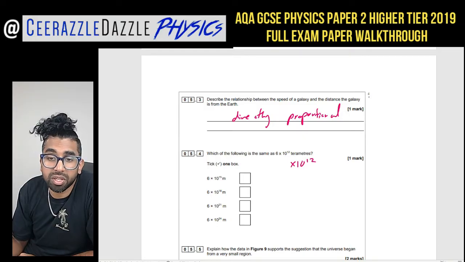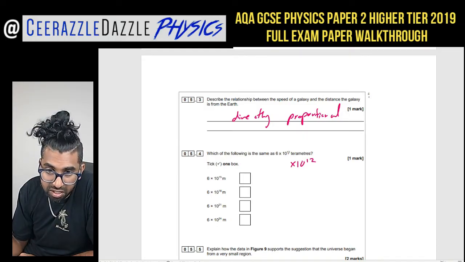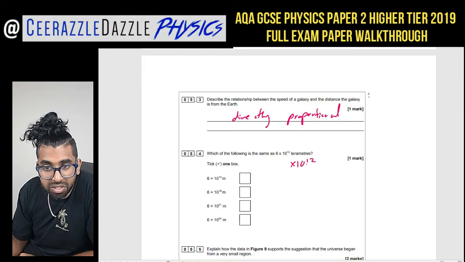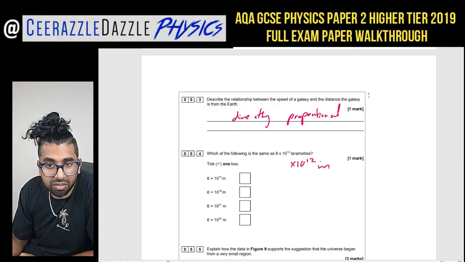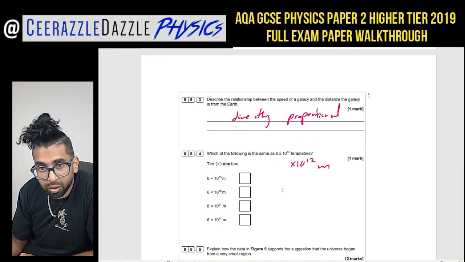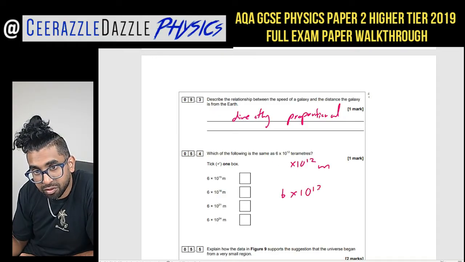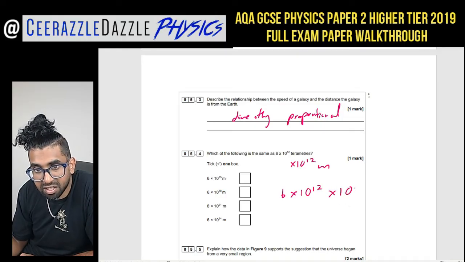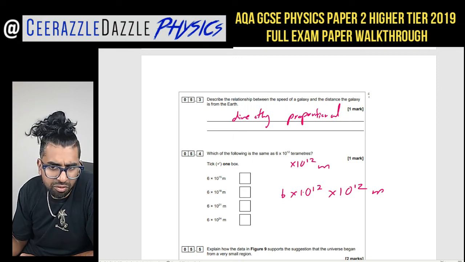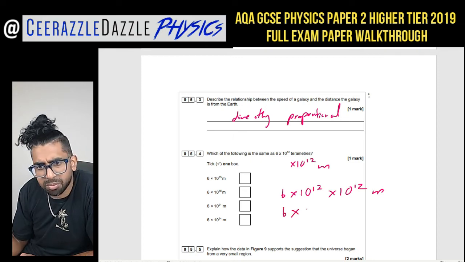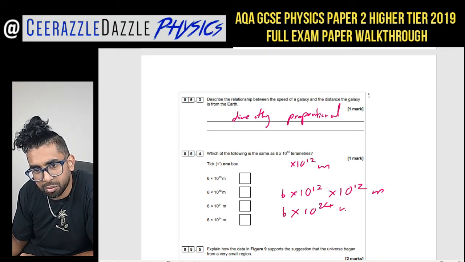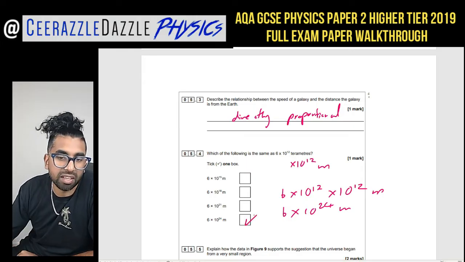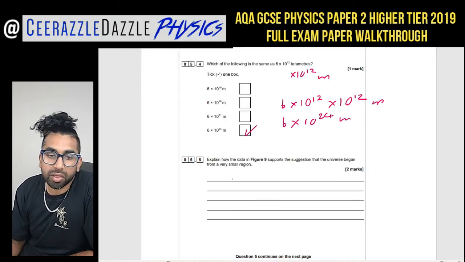5.4. Which of the following is the same as 6 times 10 to the power of 12 terameters? Terameters simply means times 10 to the power of 12 meters. Don't forget tera is times 10 to the power of 12. So if you have 6 times 10 to the power of 12, multiplying that by 10 to the power of 12 meters, therefore, using indices, 6 times 10 to the power of 24 meters is this one over here. That's going to be the answer.